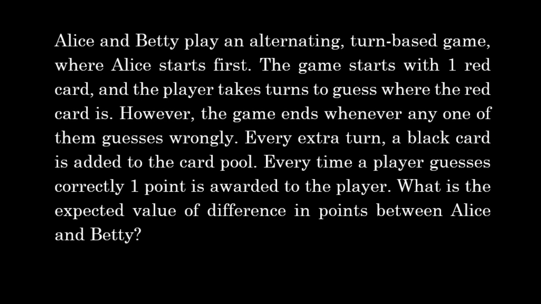In this video, we are going to solve this interesting problem. Alice and Betty play an alternating, turn-based game where Alice starts first. The game starts with one red card, and the players take turns to guess where the red card is. However, the game ends whenever any one of them guesses wrongly.